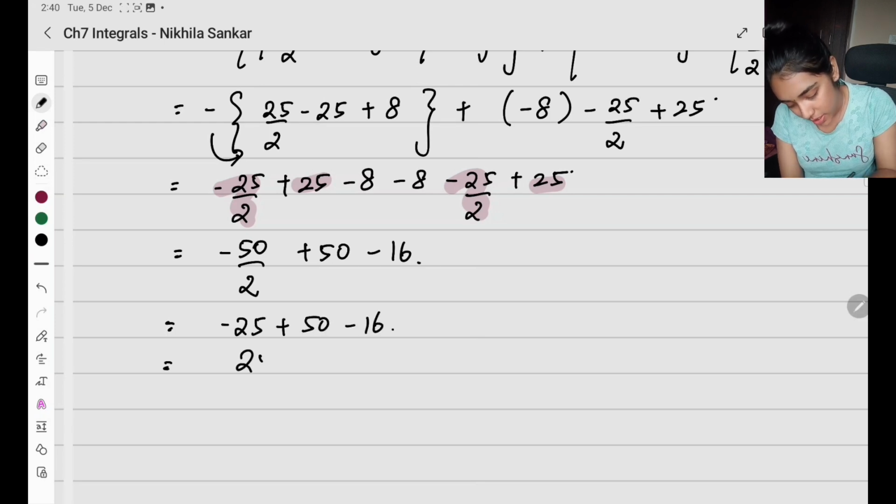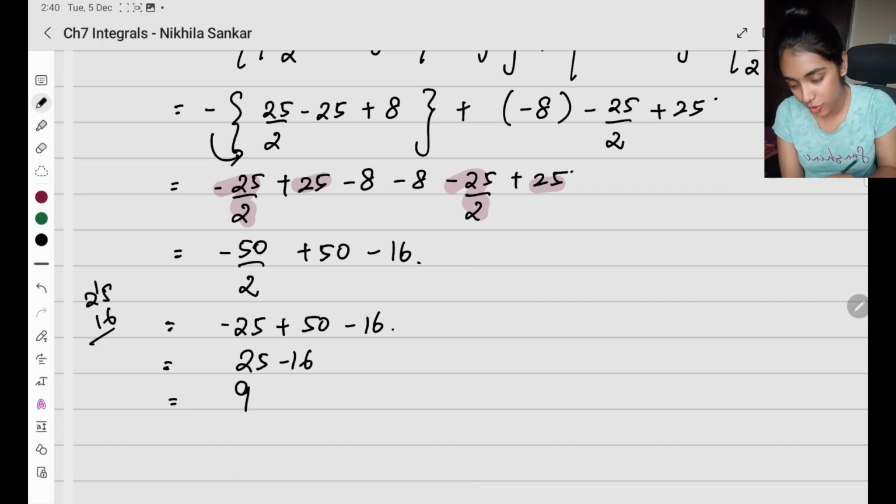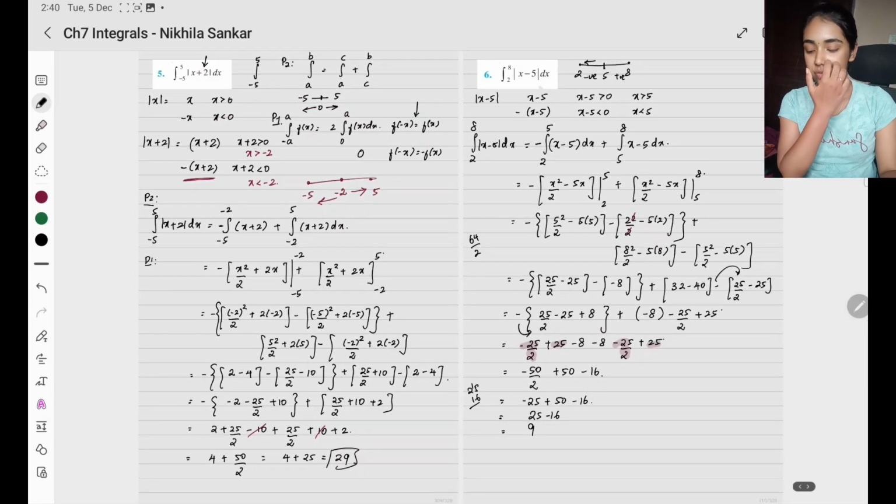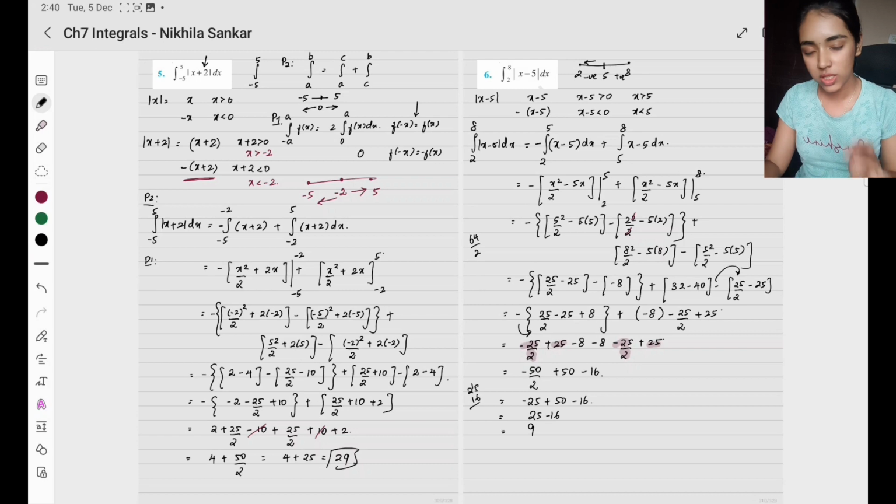So, this is nothing but 25 minus 16, which is going to be 25 minus 16, that is 15 minus 6, which is going to be 9. Okay. So, my answer is going to be 9. Pay attention while solving. In definite integrals, that is the one problem area. Okay. Mathematically it's easy.